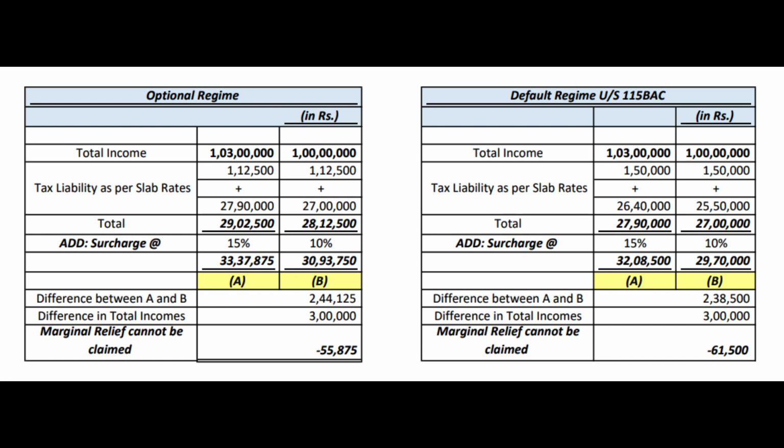The difference in total incomes is 3 lakh. Here the increase in total income is 3 lakh and increase in tax liability is only 2 lakh 38,500. Since the increase in the amount of tax payable is less than the increase in the total income of the assessee, marginal relief cannot be claimed.